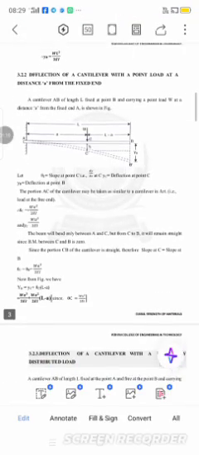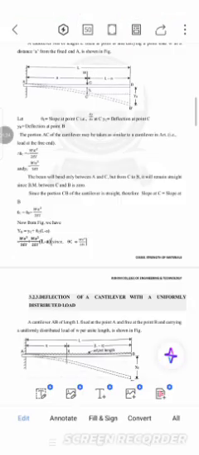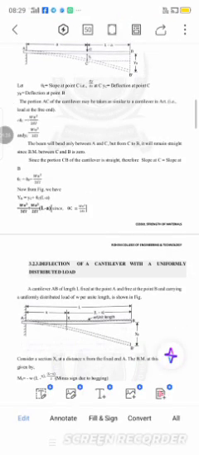By doubly integrating the equation, we get YB is Wa cubed divided by 3 times EI plus Wa squared by 2 times EI into (L minus a). Here a is the distance from the fixed end.